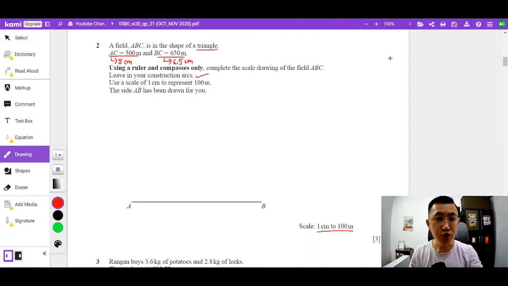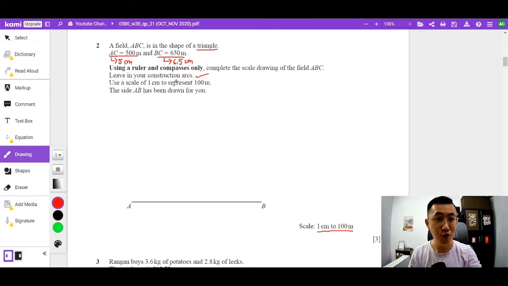Okay, so now question 2. Let's read. A field ABC is in the shape of a triangle. So I already underlined the keywords. AC is 500 meters and BC is 650 meters. Using a ruler and compasses only, complete the scale drawing of the field ABC. Leave in your construction arcs.